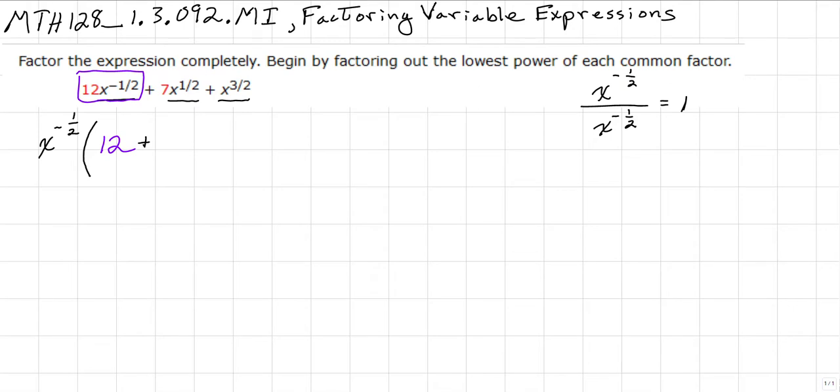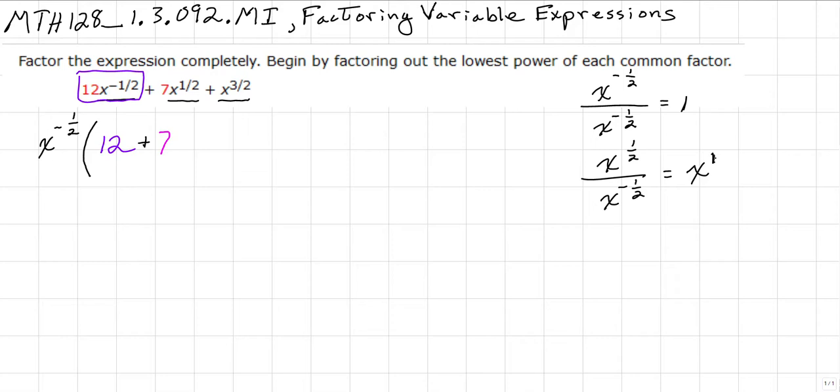That's going to have a 7 in it, and we're going to multiply that by the factored component. So I'm going to use the same principle that I just used, and I'm going to look at x to the 1/2 power, and I divide that by x to the -1/2 power. And when I do that, I end up with x to the 1 power.